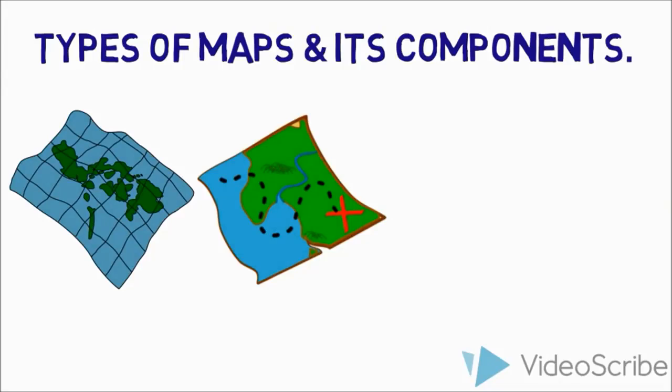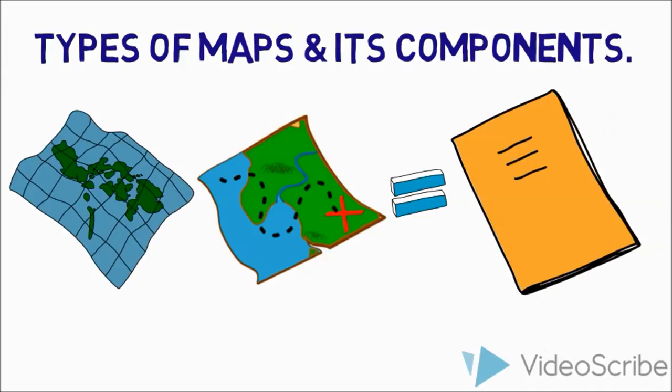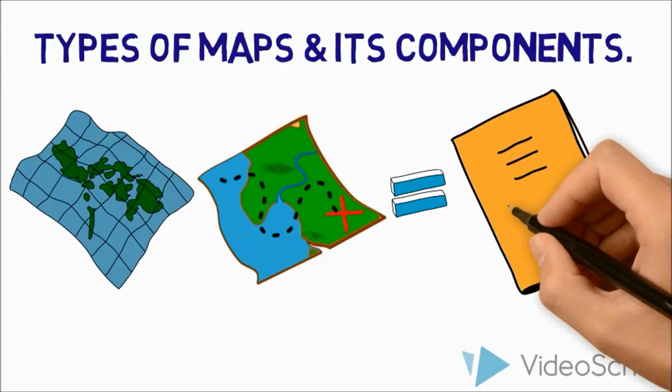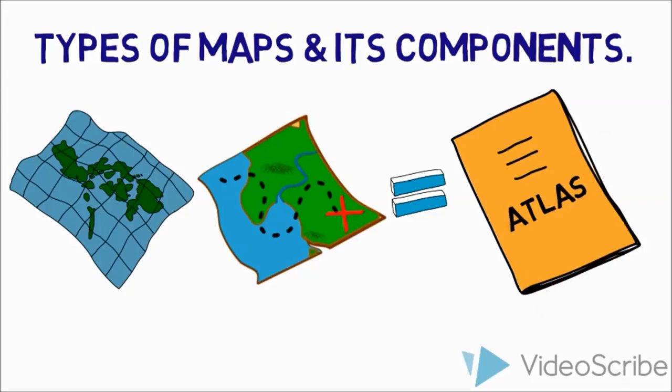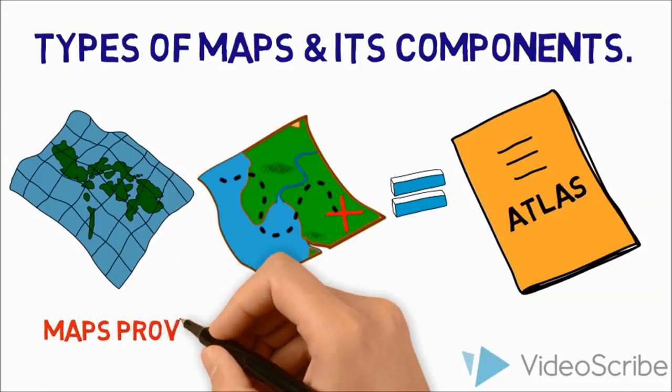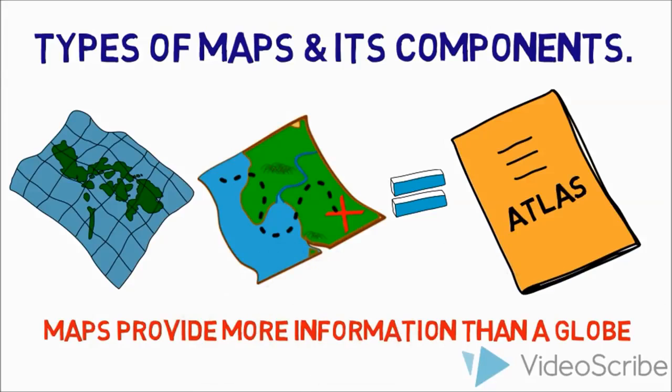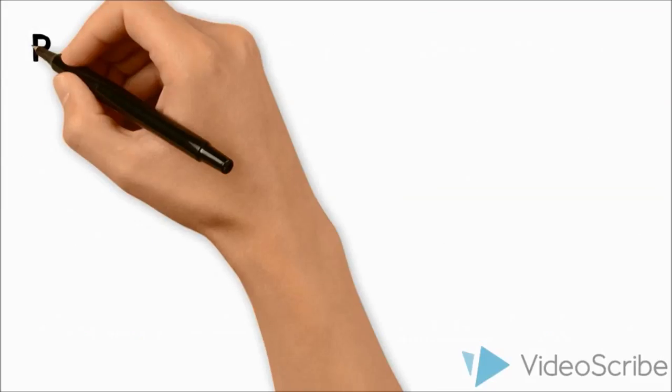One map shows a small area and a few facts. Another map may contain as many facts as a big book. When many maps are put together, we get an atlas. Atlases are of various sizes, measurements drawn on different scales. Maps provide more information than a globe. There are different types of maps.